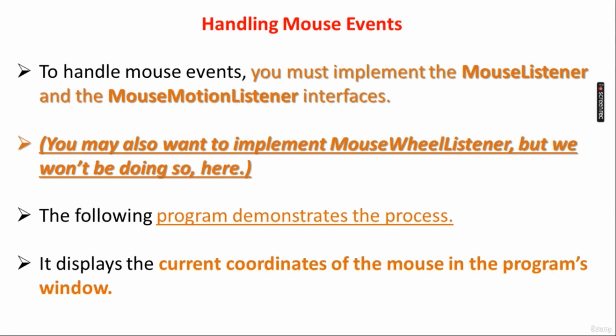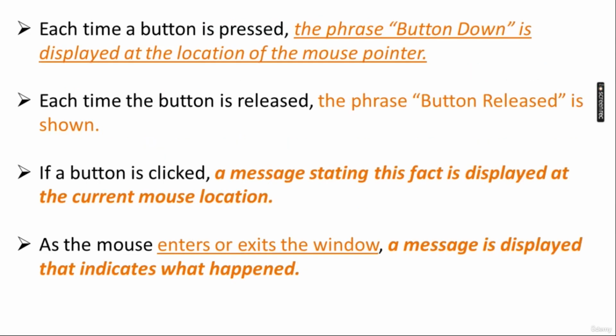It displays the current coordinates of the mouse in the program window, coordinates X and Y. The top left X and Y coordinates are 0 and 0. Each time a button is pressed, the message button down is displayed at the location of the mouse pointer. Button down means button pressed, button released means button released. When you release the button, button released is shown at the location of the mouse pointer. If the button is clicked, a message stating this fact is displayed at the current mouse location.